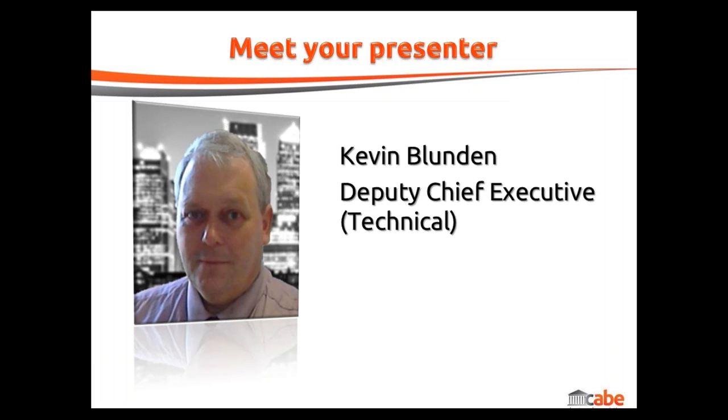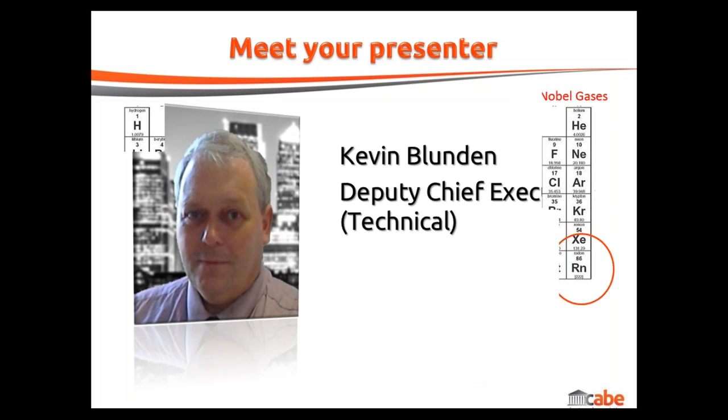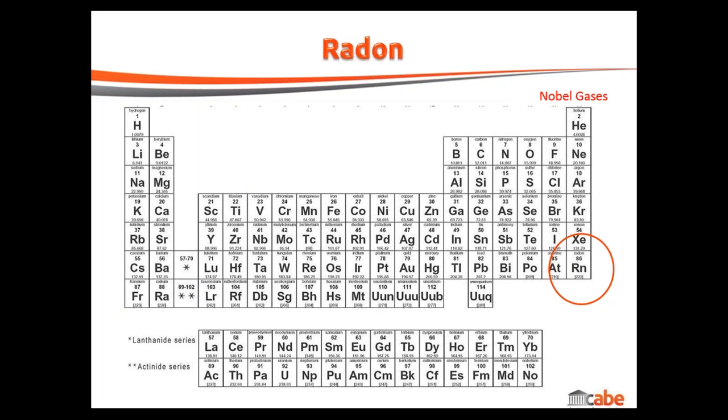Right, what we are going to do this morning is look at issues relating to gases produced below ground that can have an adverse effect on occupants of buildings. So we're going to look at radon and we're going to look at methane. First of all, we'll kick off by looking at radon.